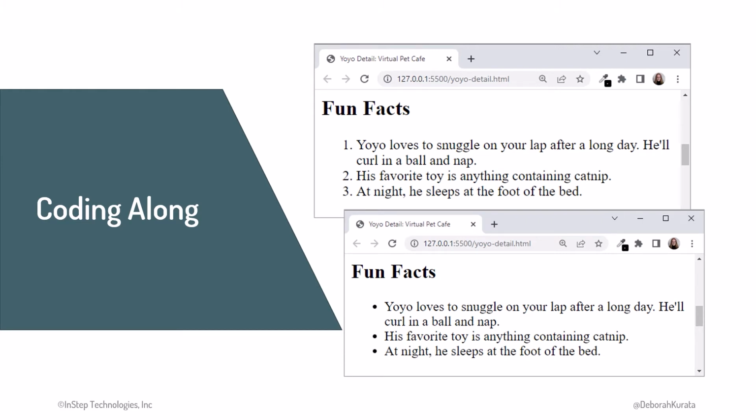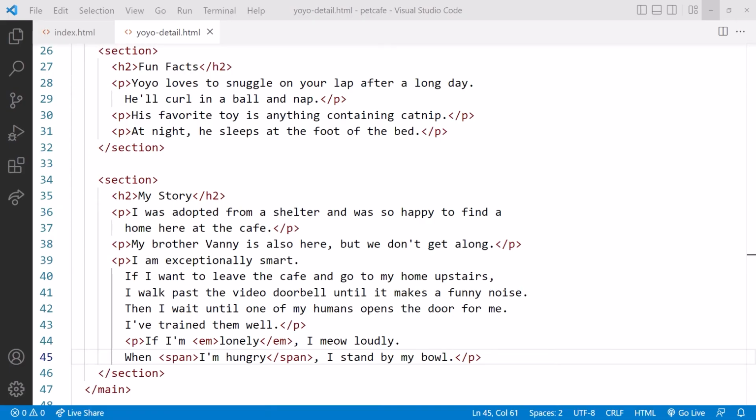do it. We are back in VS Code with the Pet Cafe folder open. We'll edit the yo-yo-detail.html file and change the fun facts paragraphs to a list. There are two ways to create lists in VS Code. We can create them manually or use Emmet syntax. Recall that with Emmet, we can enter a few abbreviations and the HTML code is magically generated.